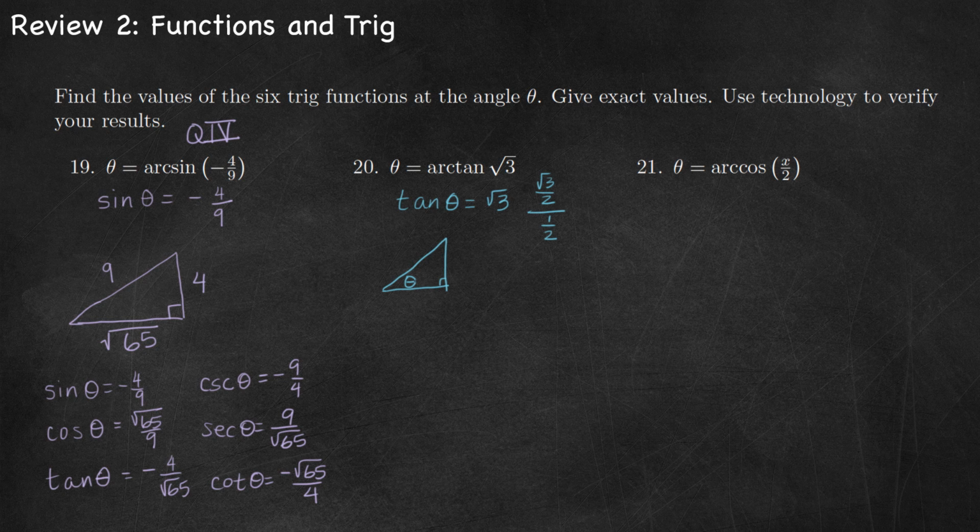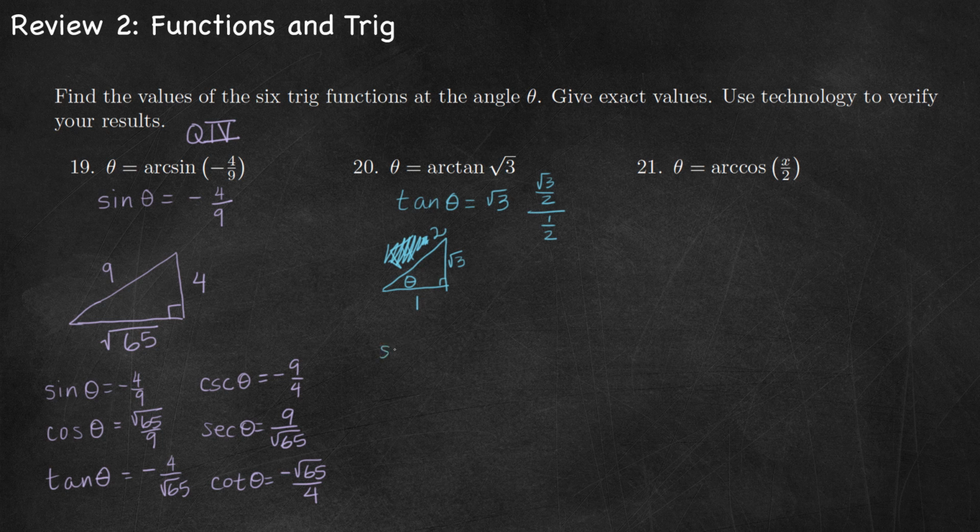All right, so here's our angle theta. Tangent is opposite over adjacent. So if I think of the number root 3 as a fraction, it's root 3 over 1. And then I can use the Pythagorean theorem to get the remaining side. That's going to be the square root of leg squared plus leg squared. So leg squared plus leg squared would be 1 plus 3, or 4. Square root of 4 is going to give me 2. Okay, so the hypotenuse is 2.